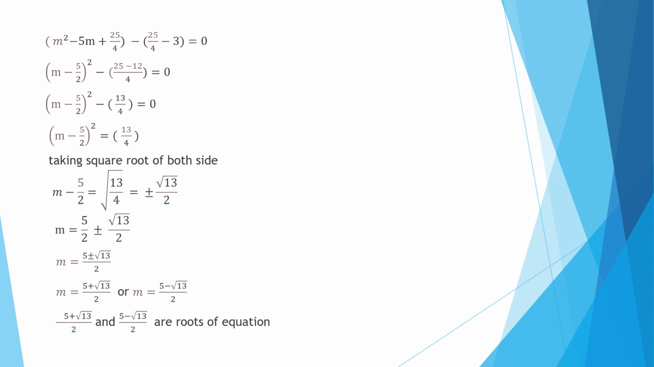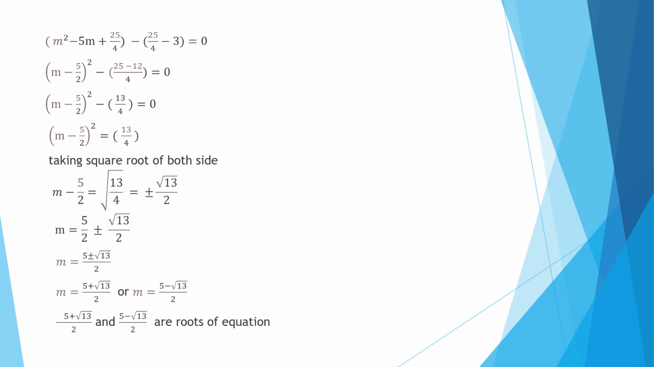Then m² minus 5m plus 25 by 4 is the square of (m minus 5 by 2). Here we use the formula (a minus b)² is equal to a² minus 2ab plus b². So the value of (m minus 5/2)² is m² minus 5m plus 25 by 4. We solve the second bracket: 25 by 4 minus 3 into 4 is 12, so 25 minus 12 by 4 is 13 by 4. So we write (m minus 5/2)² minus 13 by 4 is equal to 0.